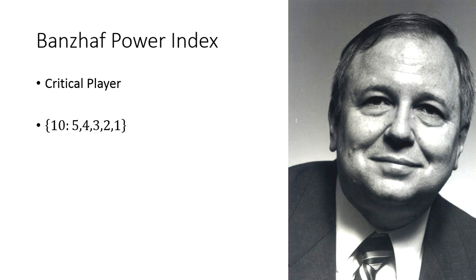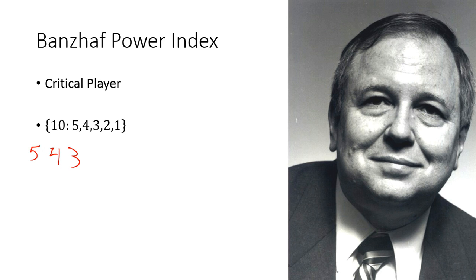Okay, so our quota is 10. We have 5, 4, 3, 2, 1. And so a winning coalition would be 5, 4, 3. Okay, that would be a winning coalition. If those three people voted for this measure, it would pass. Okay, it's a winning coalition.